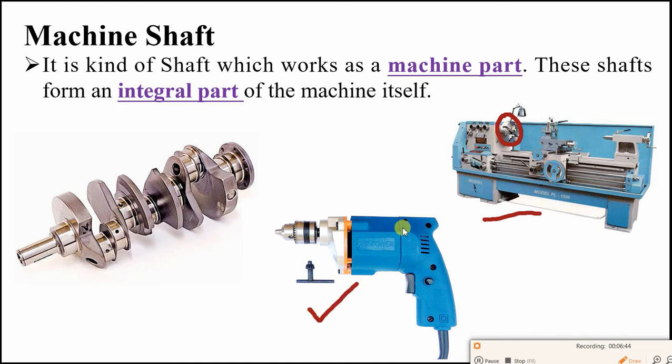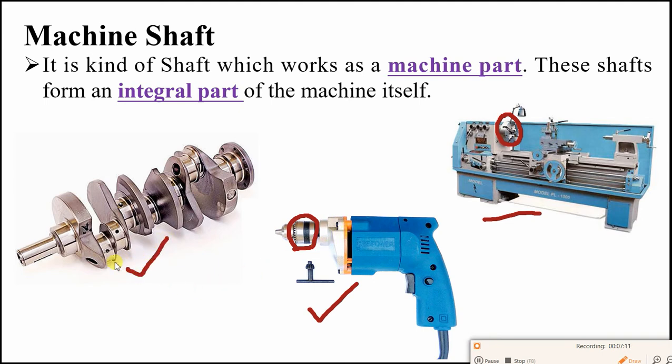The second device, all of you know, is the drilling machine. This part of the drilling machine is called a spindle, or it is also called a chuck, in which you mount a drill bit. The drill bit has a motion, and that motion is given with the help of the spindle. So the spindle is an integral part of the machine itself, and it is called a machine shaft.